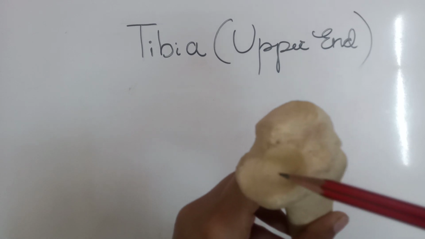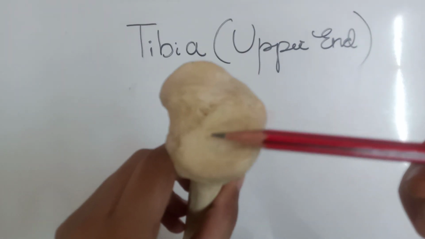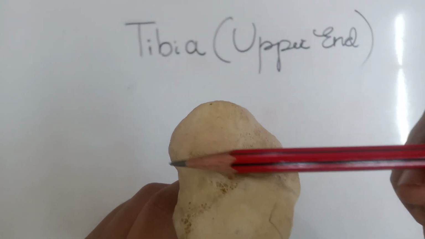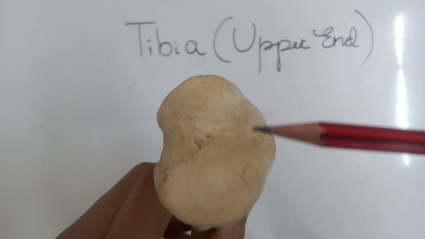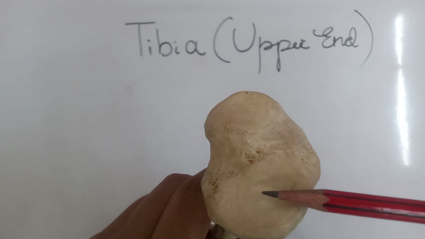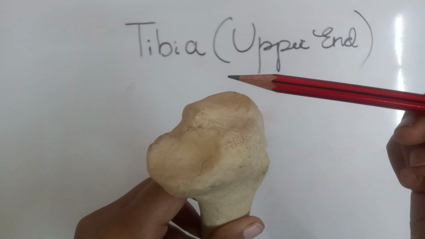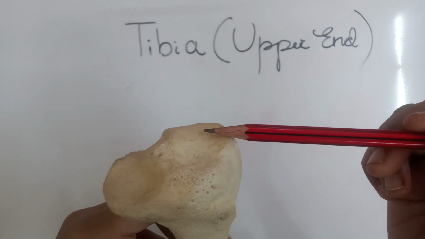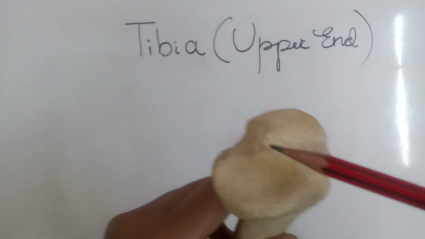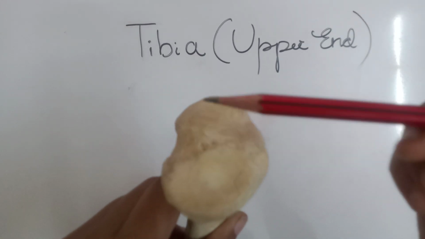The medial condyle is larger than the lateral one. It is oval in shape, while the lateral is nearly circular. The superior surface of the medial condyle articulates with the medial condyle of the femur, and the superior surface of the lateral condyle articulates with the lateral condyle of the femur. Both are slightly concave.